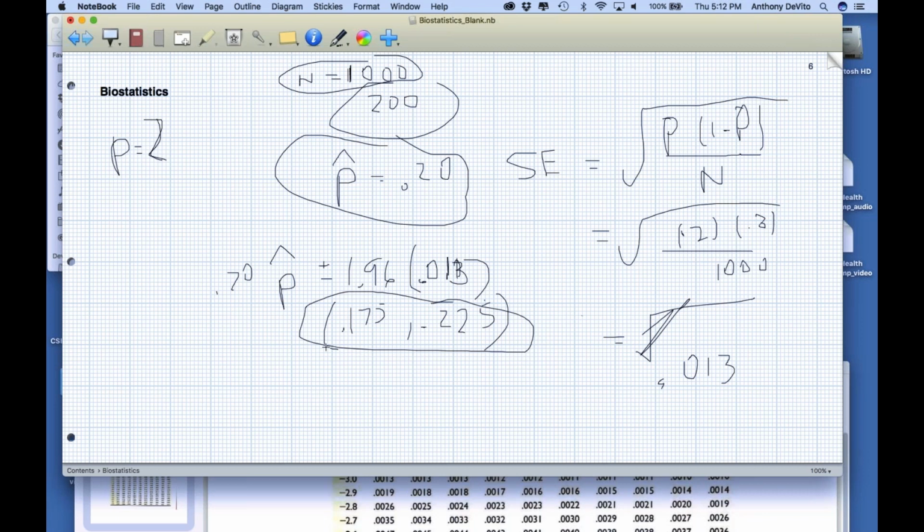If we want to be more certain, we would take p cap and add and subtract 2.58 times 0.013.